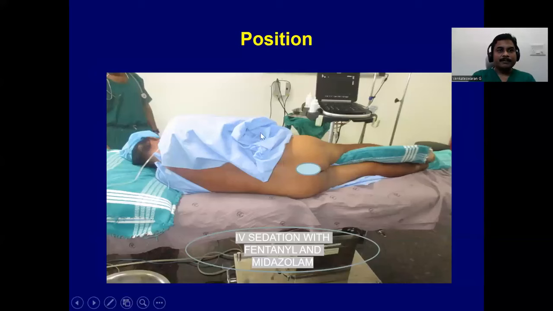So the position of the patient will be a lateral position with a slight forward tilt. And after positioning, you should always give IV sedation with fentanyl and midazolam, and oxygen. A Hudson mask should also be applied.